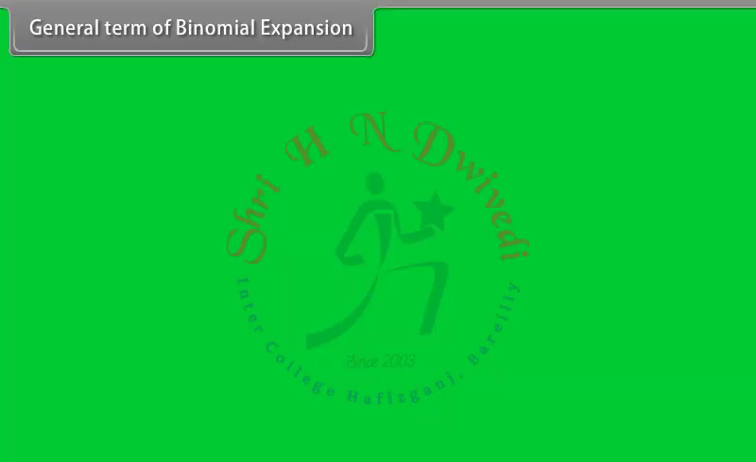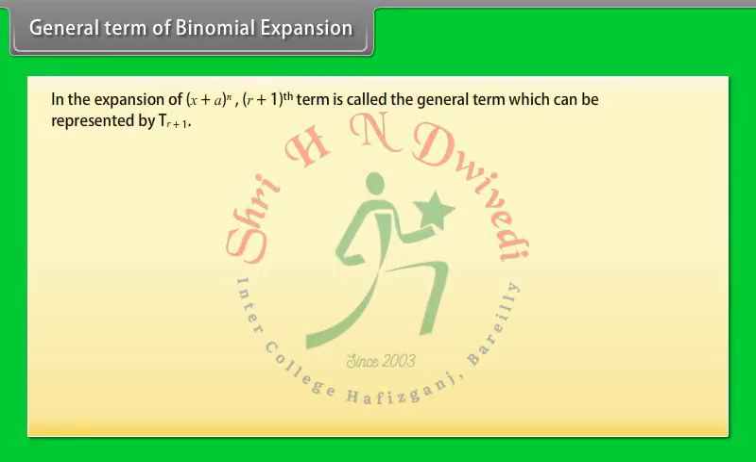General term of binomial expansion. In the expansion of (x + a)^n, the (r+1)th term is called the general term, which can be represented by T(r+1). T(r+1) is equal to nCr into x raised to power n minus r into a raised to power r, which is nCr into the first term raised to power n minus r into the second term raised to power r.